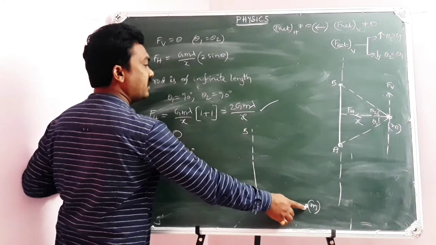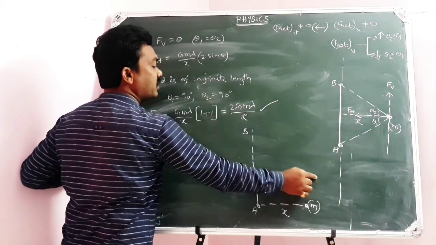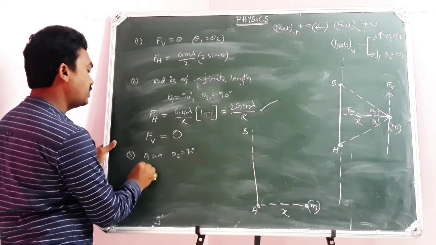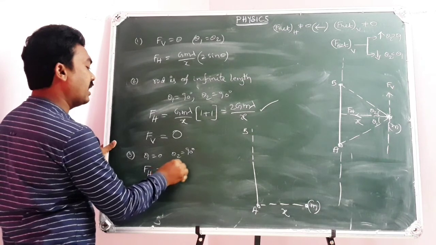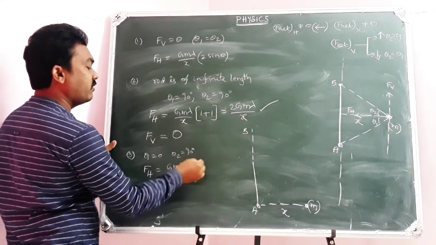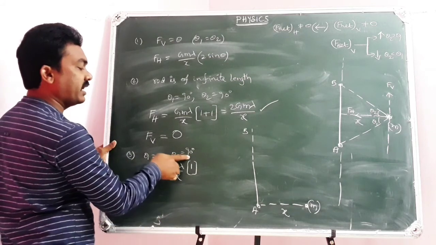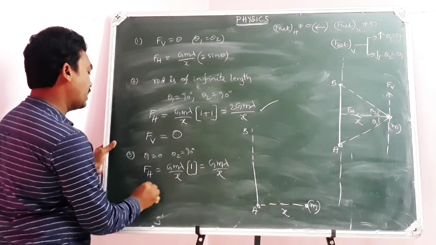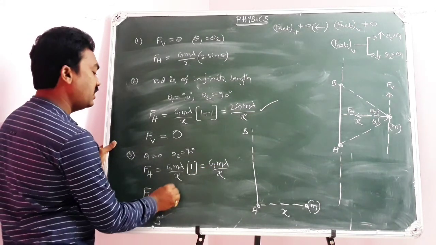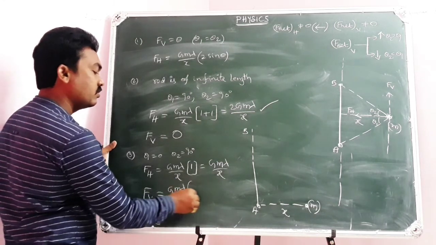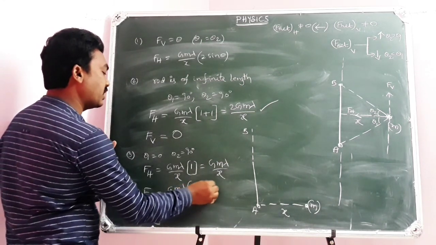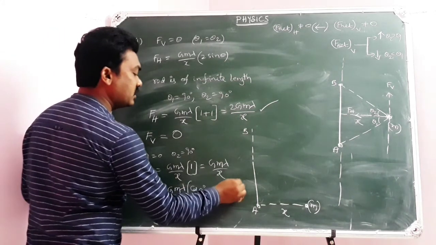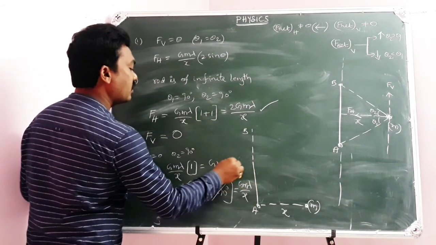So as the mass is placed at this end, the lower angle theta 1 will be 0, theta 2 goes for infinite. Then immediately Fh equal to Gm lambda by x into sin theta 1 plus sin theta 2, sin 0 plus sin 90, finally 1, equal to Gm lambda by x. And vertical force is equal to Gm lambda by x into cos 0 degrees minus cos 90 degrees. Cos 90 degrees is 0, cos 0 degrees is 1. So your answer is Gm lambda by x. Both are equal in magnitude.